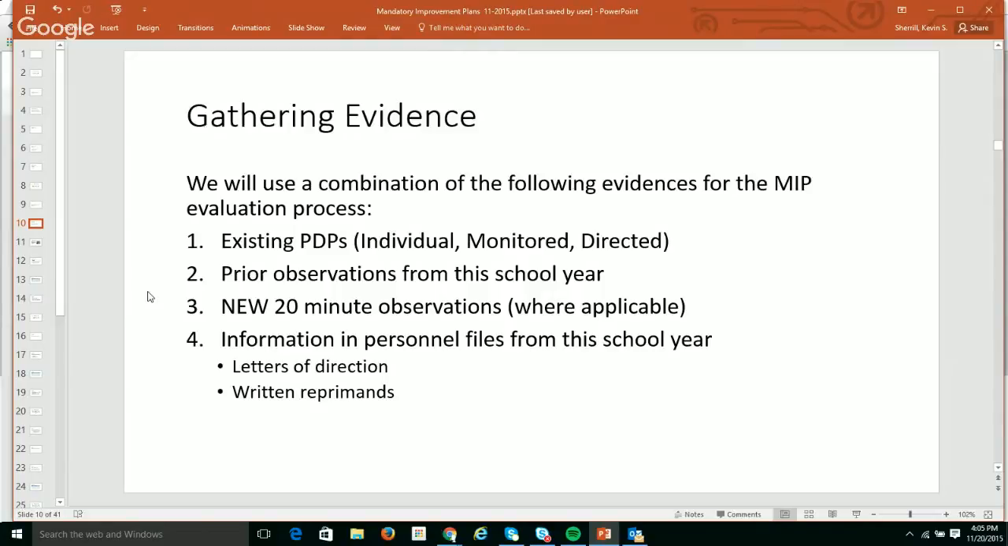And then we're talking about, as evidence, information that is in personnel files from this school year. So not going back years and years, but really things that have happened during this school year, letters of direction or written reprimands that you might have already prepared for folks. So those are the sorts of pieces of evidence that you're going to be gathering.